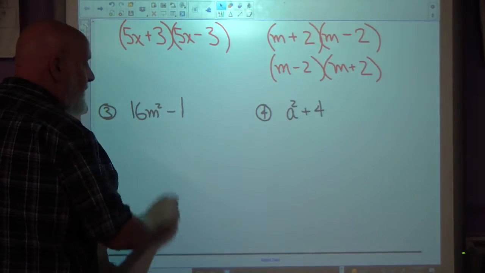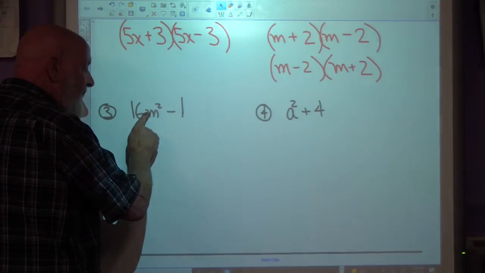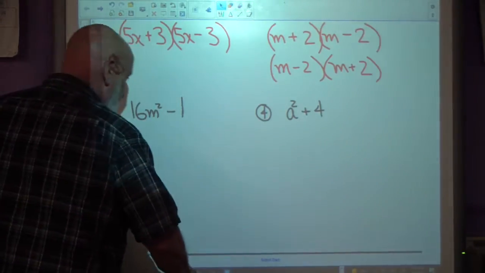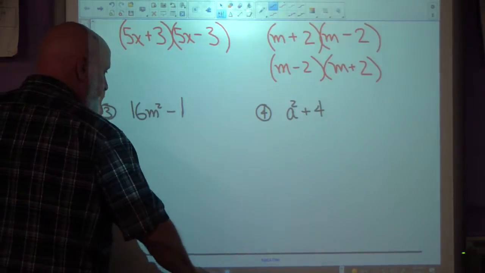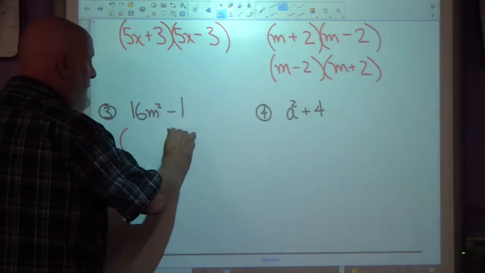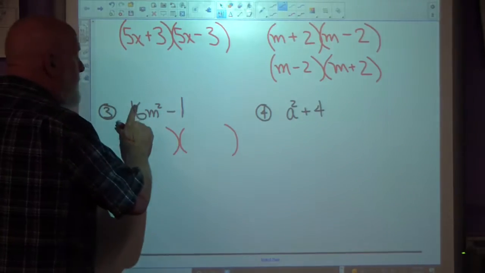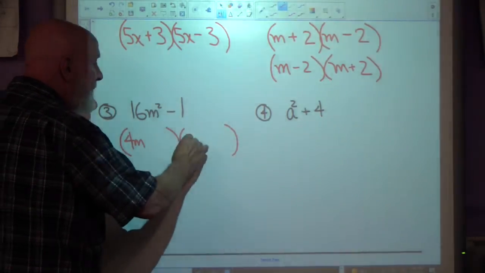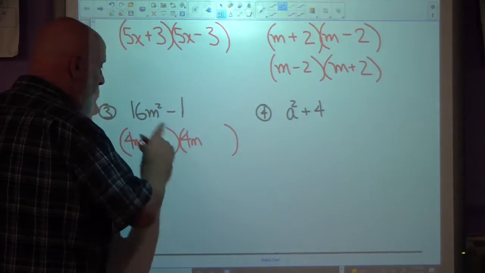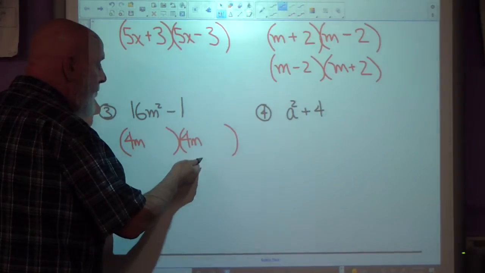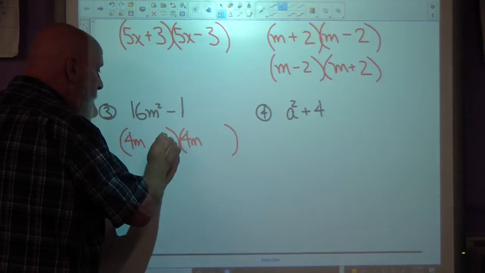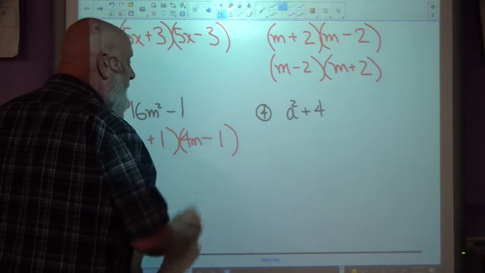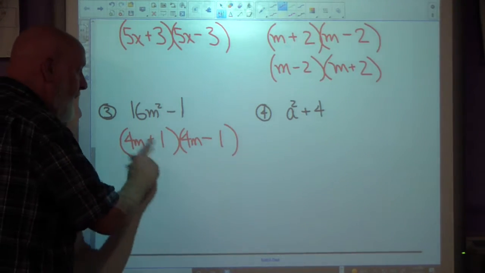Okay, I've got a difference of 2 perfect squares. That's 4m times 4m. And 1 is a perfect square because 1 times 1 is 1. Here we go. I'm going to use that pattern. Going to factor it. Open up 2 sets of parentheses. The square root of 16m squared is 4m because 4m times 4m is 16m squared. The square root of 1 is 1 because 1 times 1 is 1. So I'm going to put the square root of each one here and here, make one positive, make one negative. And again, this is the correct answer.